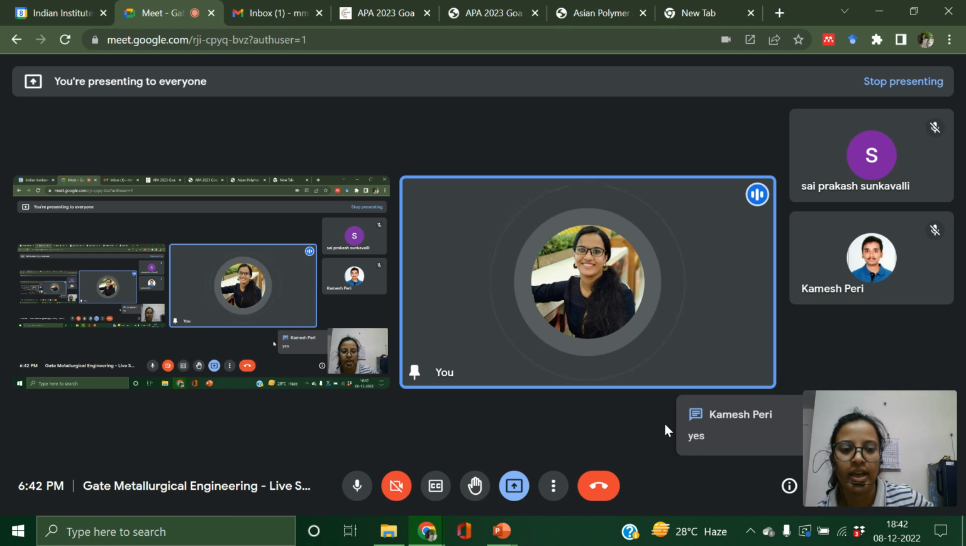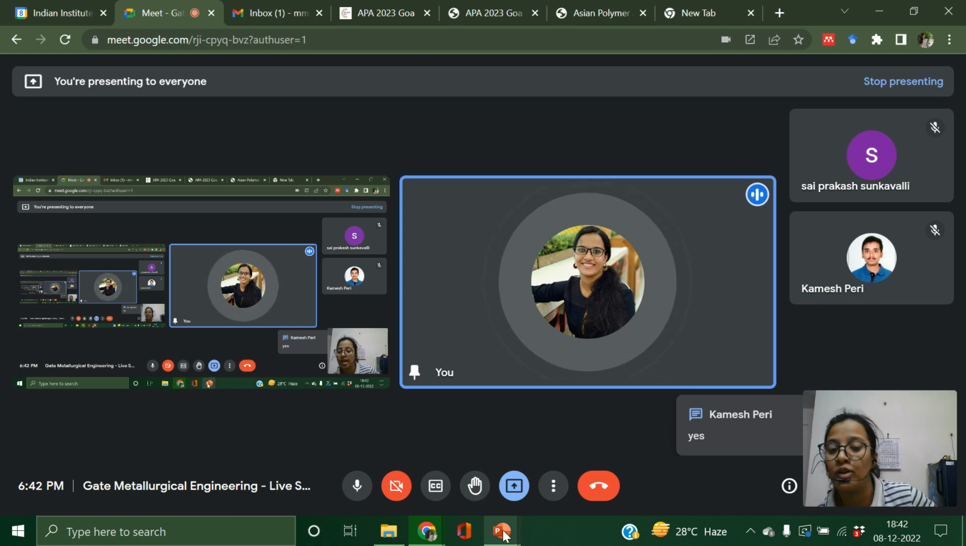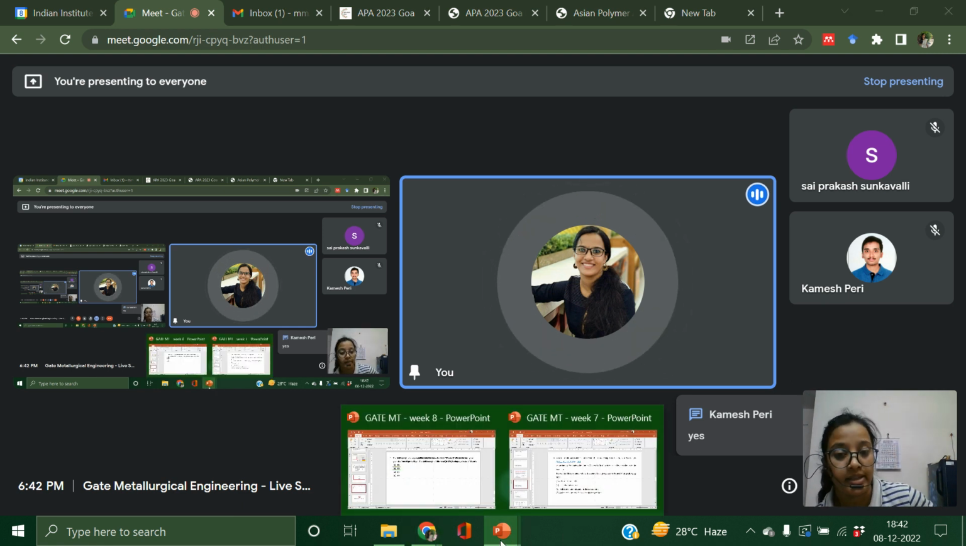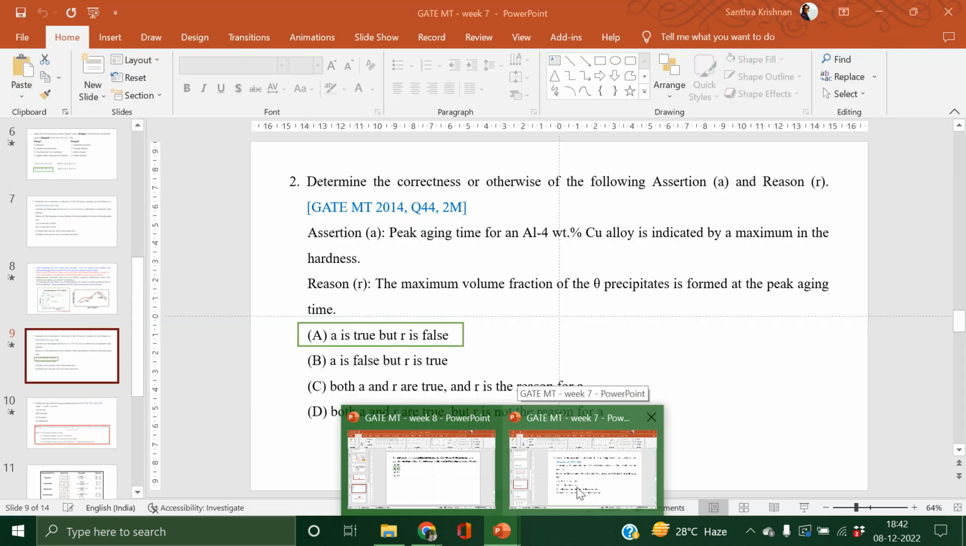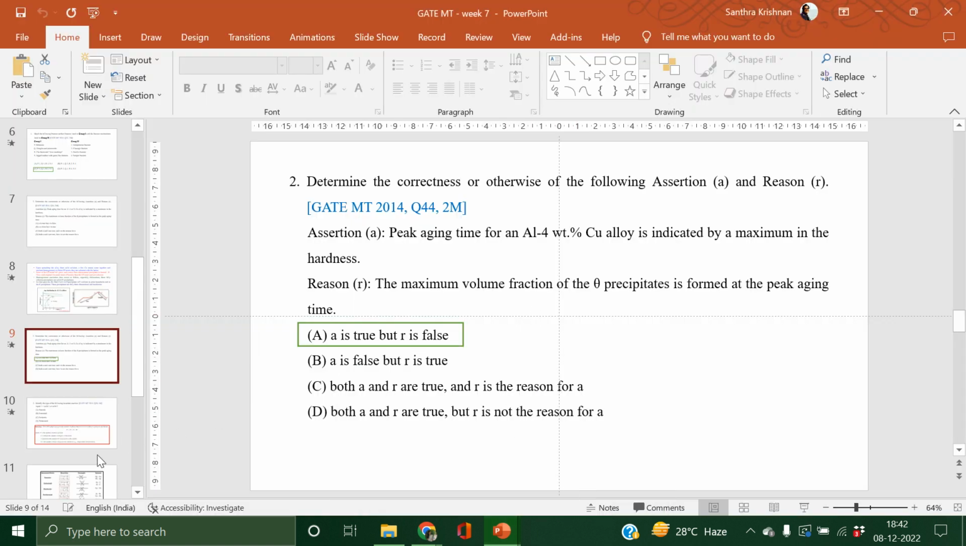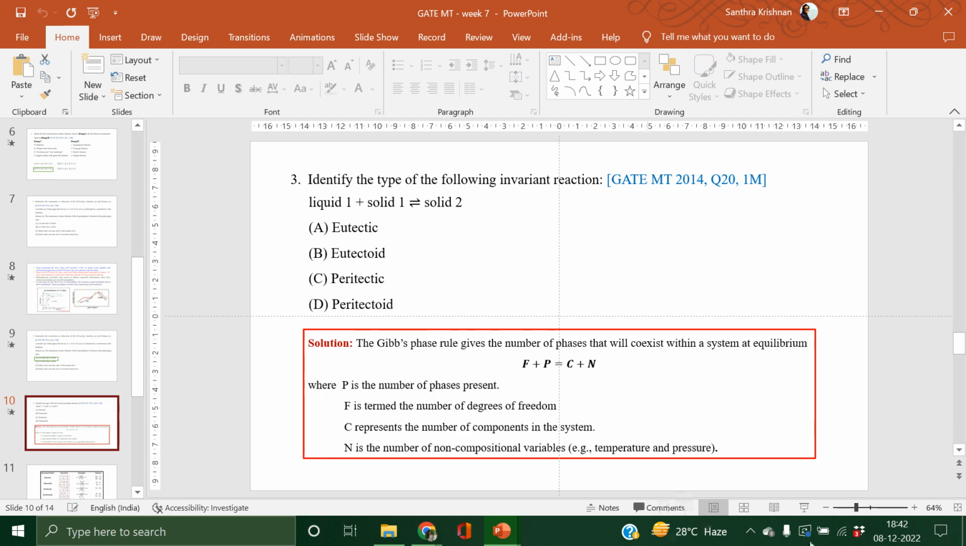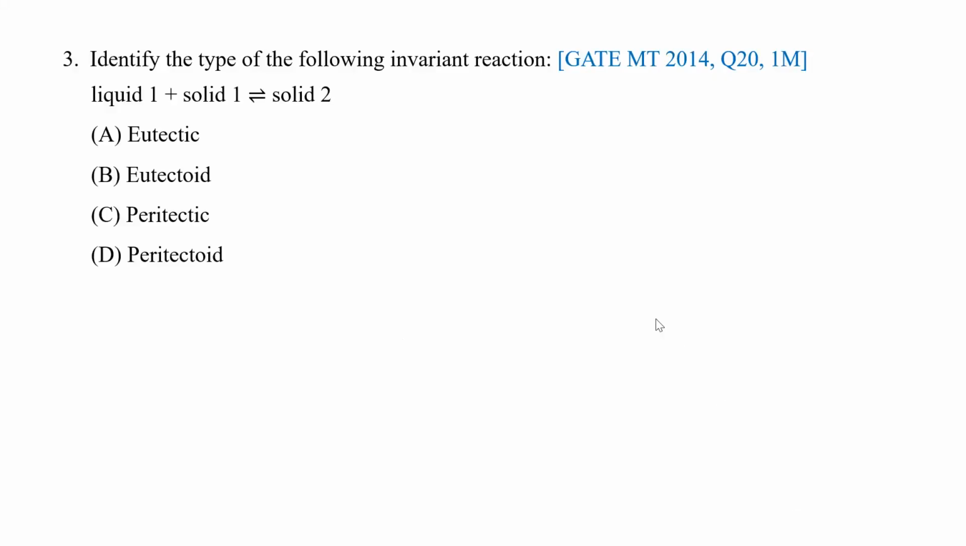Okay. So multiple questions have been asked from this aluminum copper age hardening precipitate. If you are familiar with the concept and if you're lucky enough, I think you might get questions again. Next is a very direct question from phase diagrams. Identify the type of the following invariant reaction: liquid 1 plus solid 1 gives solid 2. The options are eutectic, eutectoid, peritectic, peritectoid.